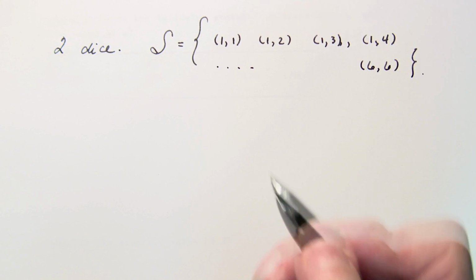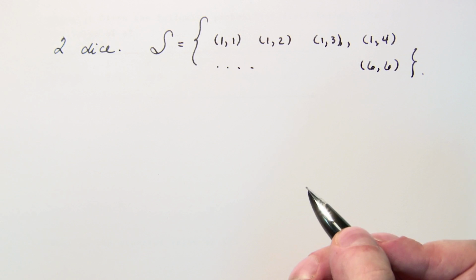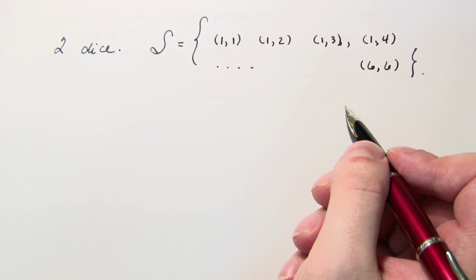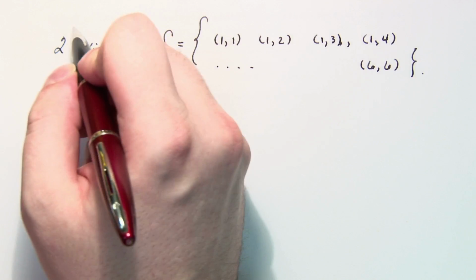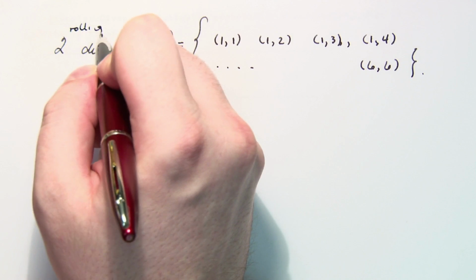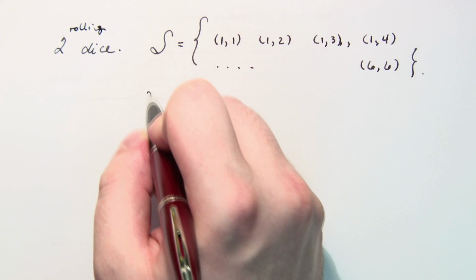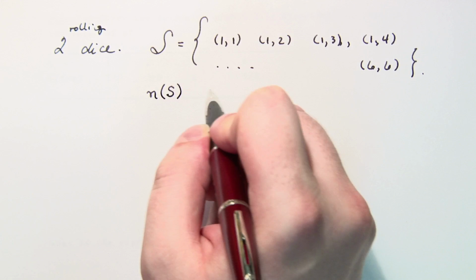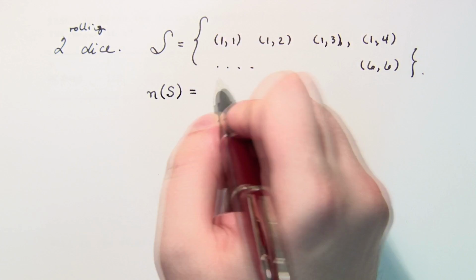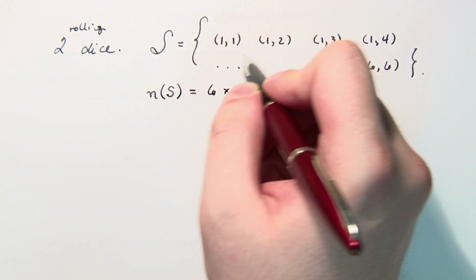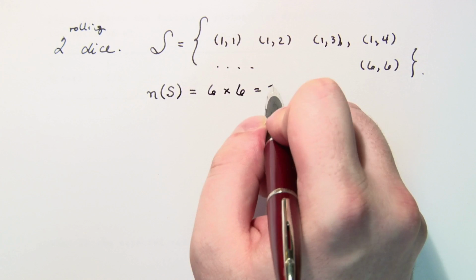By the way, what's the cardinality of the sample space in this case? So I'm rolling 2 dice. Well, in total, there are 6 choices for the first one and 6 choices for the second one, so we're going to have 36.